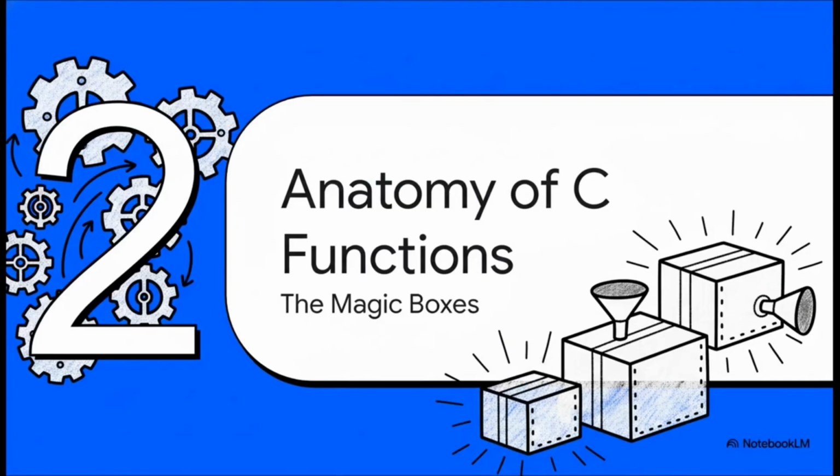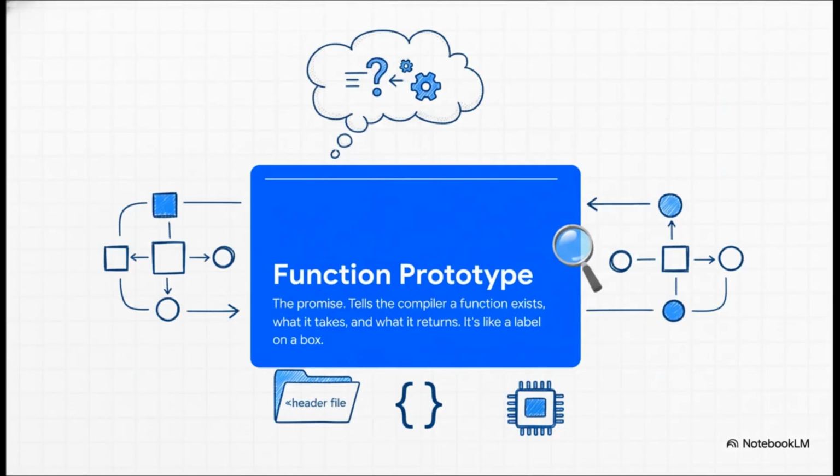All right, so now that we're pros at repeating code, let's figure out how to package it up into these neat, reusable blocks called functions, or as I like to call them, little magic boxes. You know, every function really has 3 main parts. The first one is called the prototype. Think of this as a promise you make to the compiler.